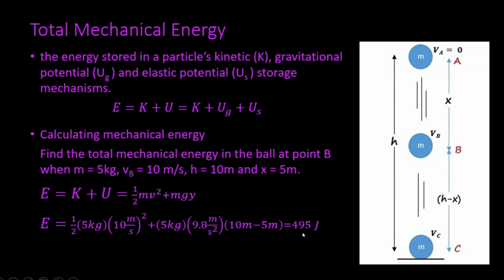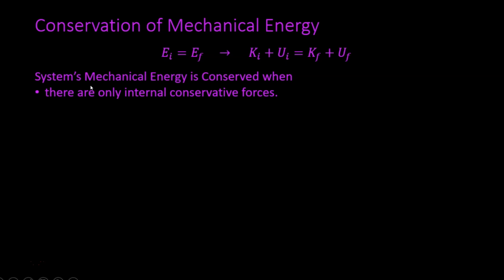Let's move on and talk about the conservation of mechanical energy. Here's our equation. If energy is conserved, then the initial energy in the particle or object is going to be equal to the final energy in the particle or object. And of course, we can break that down into the components of the kinetic storage mechanism and the two potential storage mechanisms. So the system's mechanical energy is conserved when there are only internal conservative forces acting on an object. So this equation is true when only internal conservative forces are acting on an object.